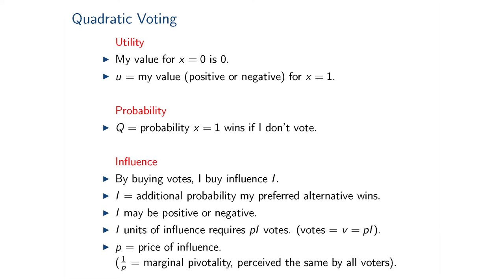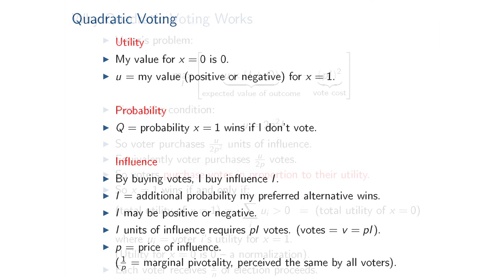So let capital I be the amount of influence that I purchase, and it might be positive or negative because it's the additional or lesser probability that option 1 wins. Okay, and there's a conversion between votes and influence. So let's say that there's a price P, and V votes translates into P times I units of influence. So P we can think of as the price of influence, okay? And 1 over P is the marginal pivotality, the additional influence that you get with another vote, okay?